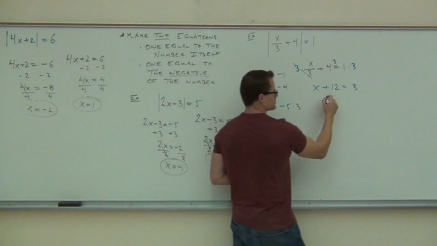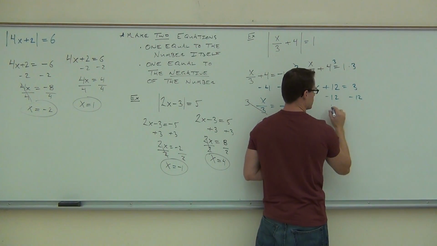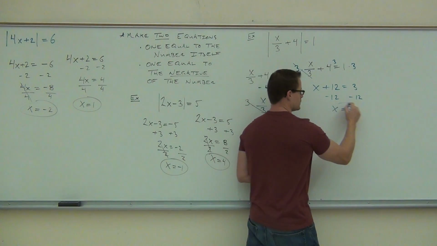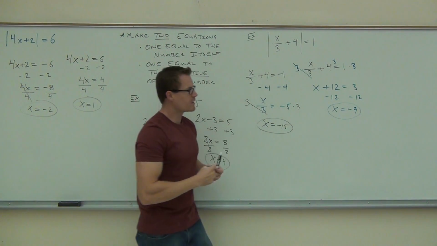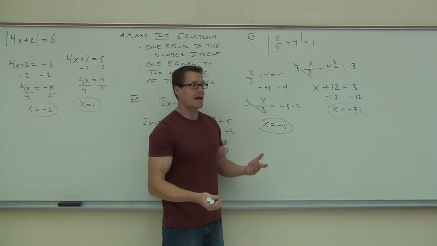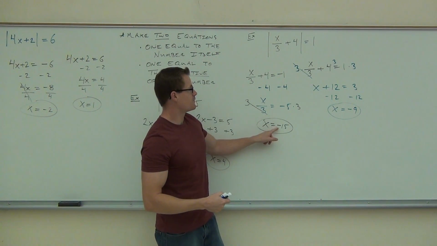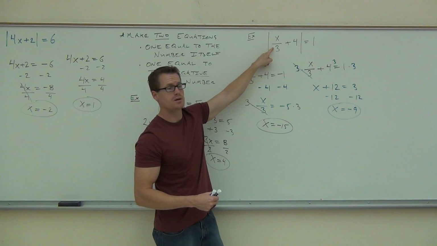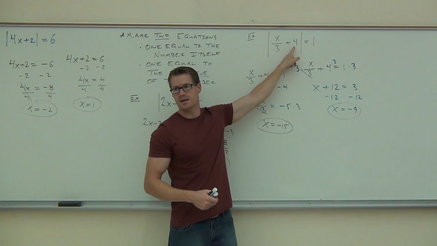Okay. And then if we subtract 12, what do you get, negative 9? Yes. So either way you do those, we should get the same answers. And you should check it. If we plug in negative 15 divided by 3, how much is negative 15? How much? Negative 5 plus 4, that gives us negative 1.